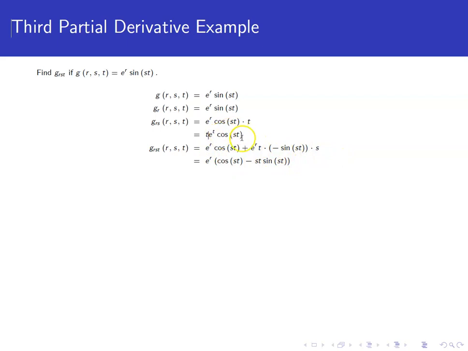The second function is cosine of st. The derivative of the cosine is negative sine. And then I go to the inside. With respect to t, the derivative is just an s. And then if we clean things up, we should get e to the r times the quantity cosine of st minus st sine of st.